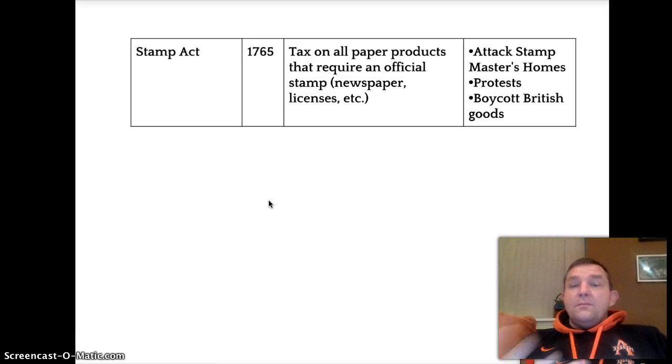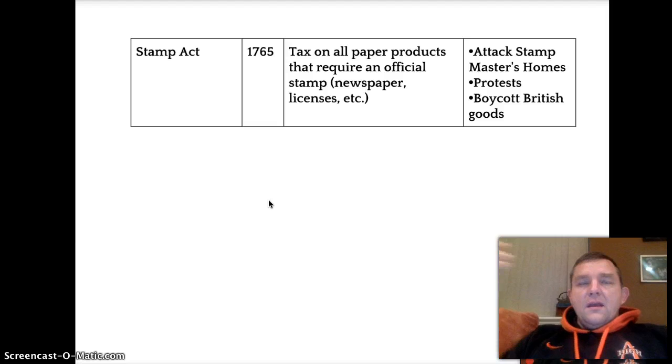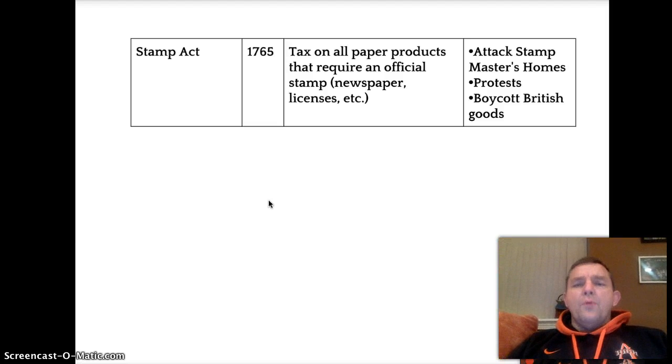So they start to protest, and we start to see the first kind of unified American protest against the British taxes. In Boston, they attacked the stamp master's house and burned his house down. There were protests in Virginia. There were boycotts of British goods in Pennsylvania. Now understand, most of these protests are happening in New England, where most of the people live. New York, Boston, Philadelphia, though Philadelphia is not in New England.